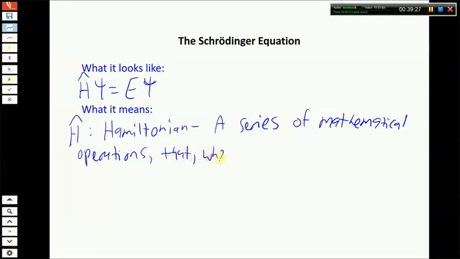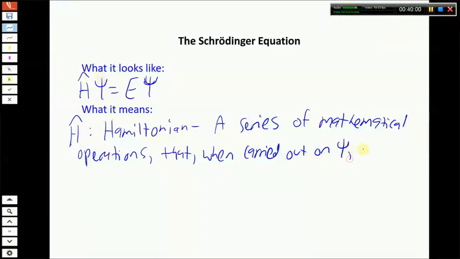And when you apply them to psi, this Greek letter that looks like a little pitchfork is called psi, and we're going to define what that is in a second. So psi, this Greek letter, which we'll call the wave function, is also a mathematical equation. So you're basically applying a set of operations on an equation. H is a set of operations, again usually involving calculus things like derivatives and integrals. Psi is another mathematical equation that we're going to talk about in a second.